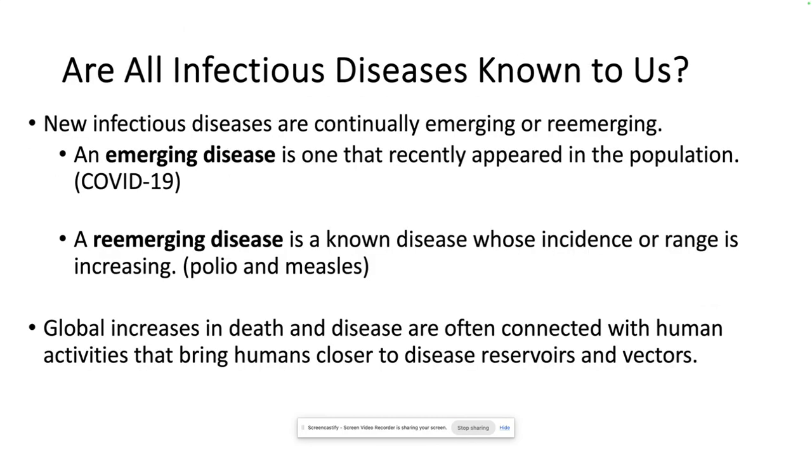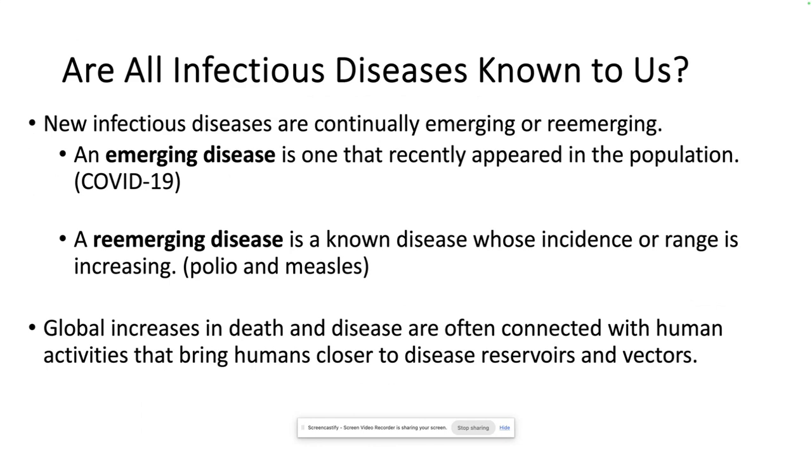Okay, so we need to learn some vocabulary. So the question that this slide asks, are all infectious diseases known to us? And the answer is no. Most infectious diseases, especially new ones, can be categorized as either an emerging disease or a re-emerging disease. So an emerging disease is one that has recently appeared in the population, so we haven't seen it before. So COVID-19 would be an emerging disease. We had never seen it before the pandemic happened.